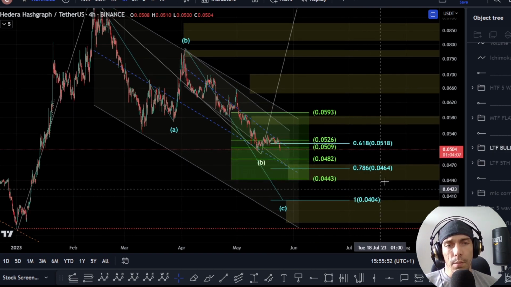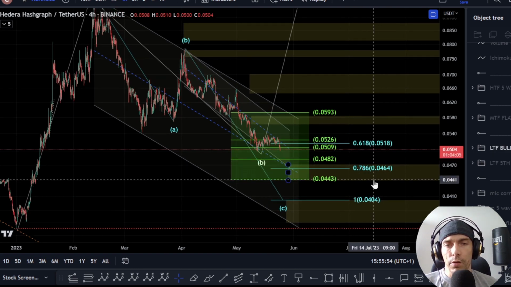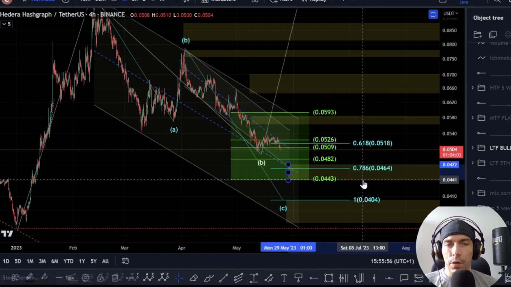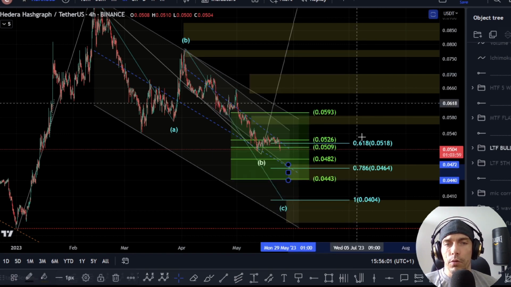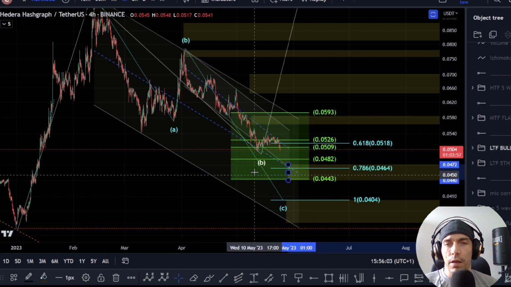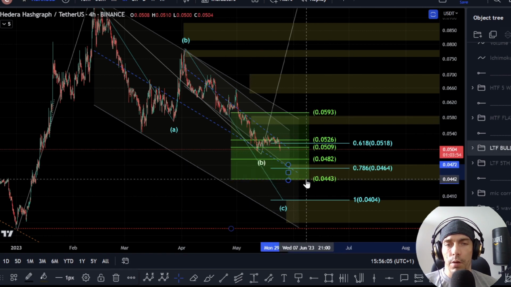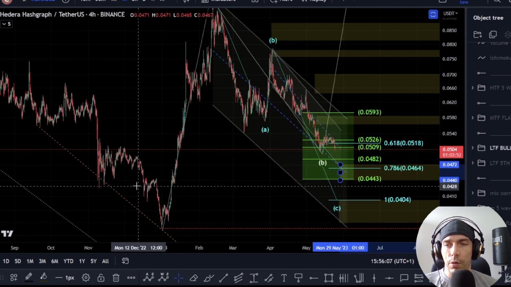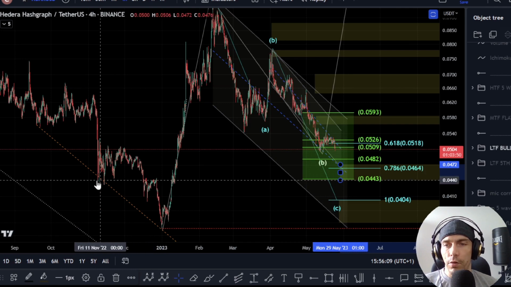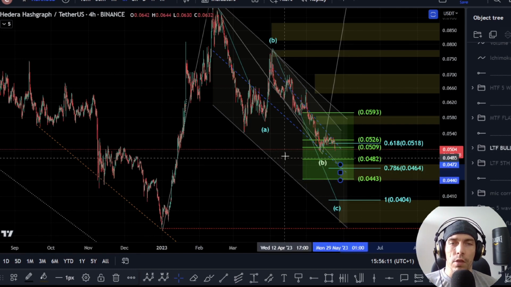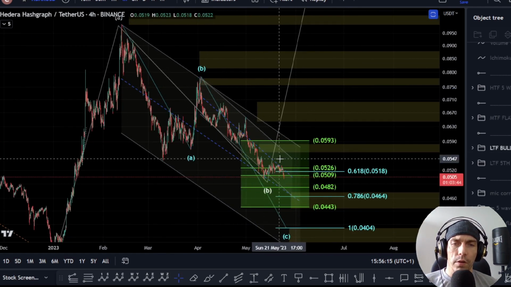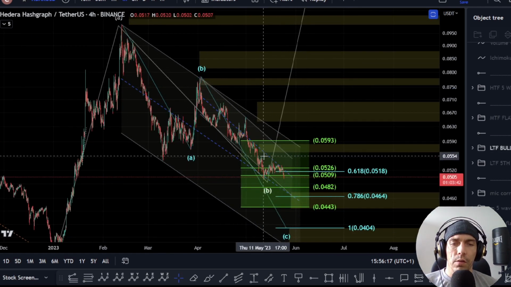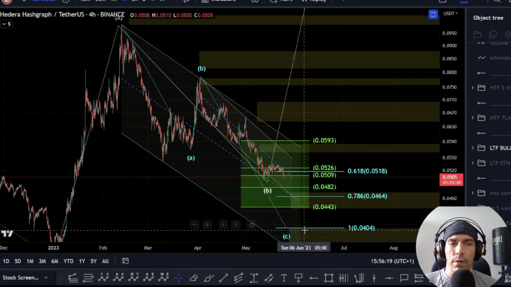Now I do have some target boxes here, which are particularly interesting because they have some weekly and daily points of control within them, as well as some fib areas, as well as correspondence to retesting some of these lows to the left hand side. So what I'm looking for here is more evidence as to whether this B wave is completed or whether we actually still have more to come here for a C wave.